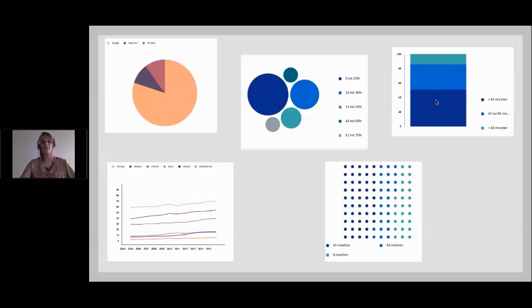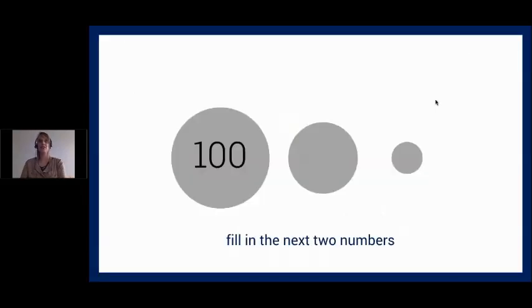So I want you to look at these three. It's a bubble chart, and I want you to look at these three bubbles. The area of the bubble has a certain number. So on the left, the biggest bubble, let's say it's 100. And if you'd have to fill in the next two numbers with respect to their area, what would the next two numbers be? I'll give you a few seconds to write it down. No cheating, because I cannot check on you.